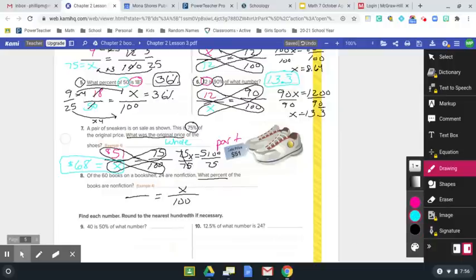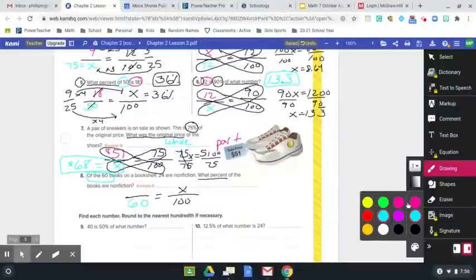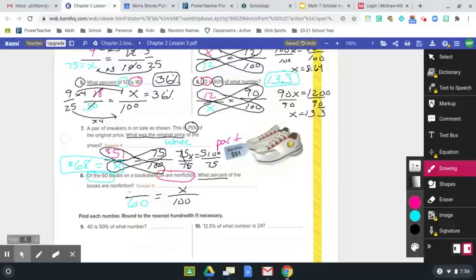So the whole here gives you a little bit of a hint. You see the word of, it's a couple words away, but it's close, right? Of the 60, there's 60 books on the bookshelf. And out of those 60, 24 are nonfiction. So this of 60 is your whole, that's your denominator, total of 60 books on the bookshelf. And then 24 out of those 60 are nonfiction. That's your part right there. 24 out of 60 are nonfiction. We need to see what percent that is.